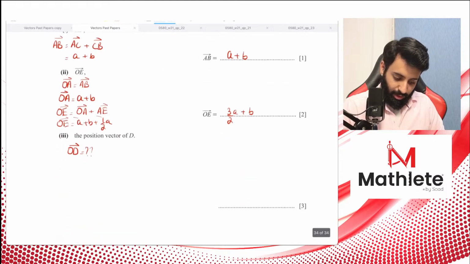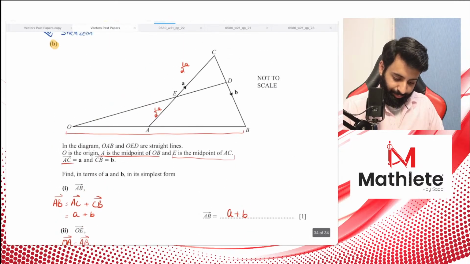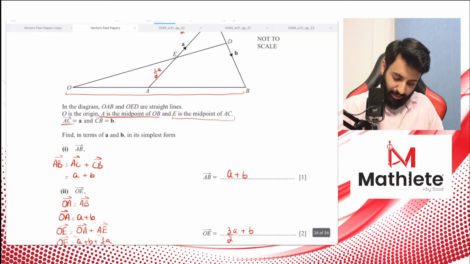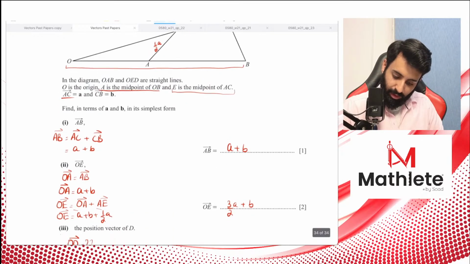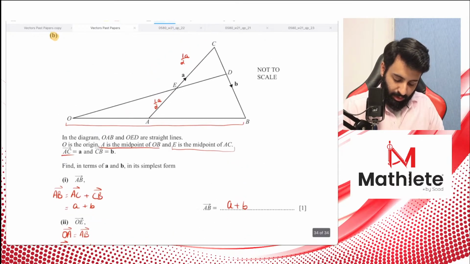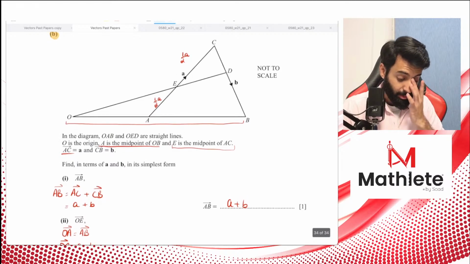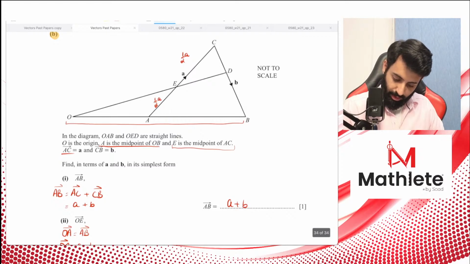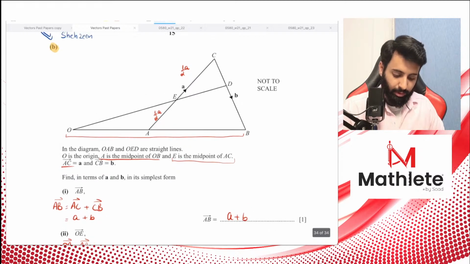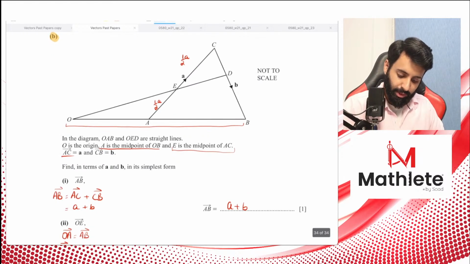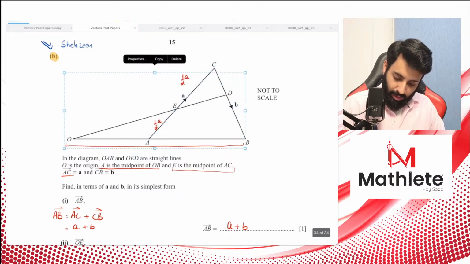OD. Let me think. What do we have already? So we have OE. Do we know something about E? We only know that E is the midpoint of AC. Do we know anything about D? No, we don't.